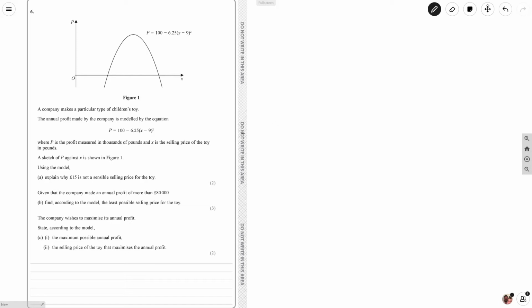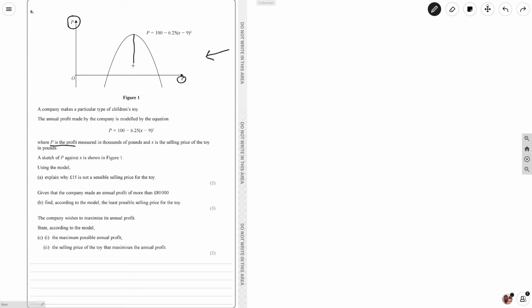So question 6 of the May 2018 AS paper 1 Edexcel. We've got a nice sketch of a graph here, so we just look at it and think, oh, it's a quadratic question, which it is, but we're actually plotting something meaningful here rather than just a y. It's actually the profit of a company, and this company is selling toys. So let's have a look at what this graph actually means in real context.